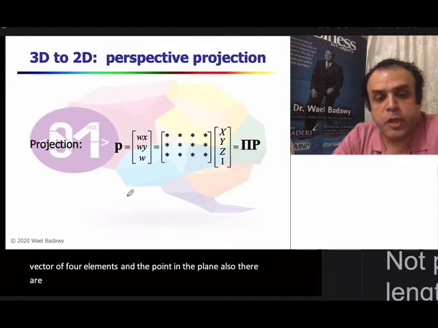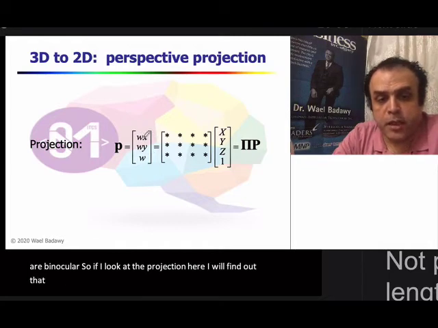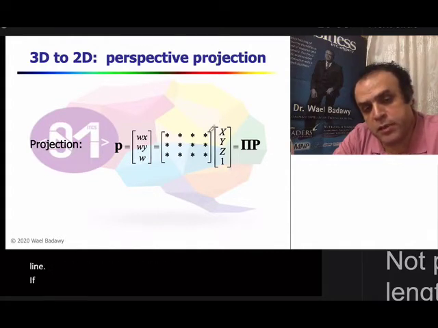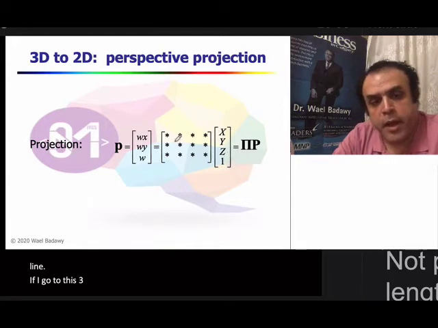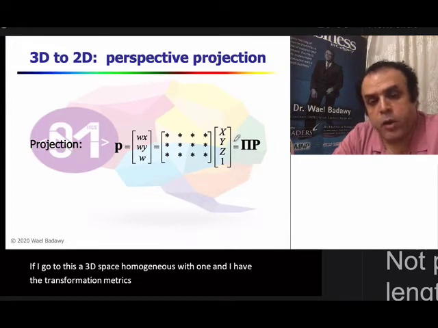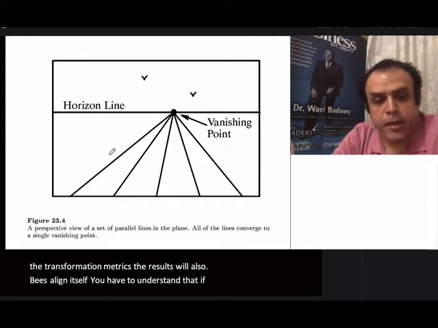So if I look at the projection here, I will find that the projection of the line wx, wy, which is basically a line, if I go to this 3D homogeneous space with 1 and apply the transformation matrix, the result will also be the line itself. You have to understand that while we preserve these lines, we don't preserve the angle.